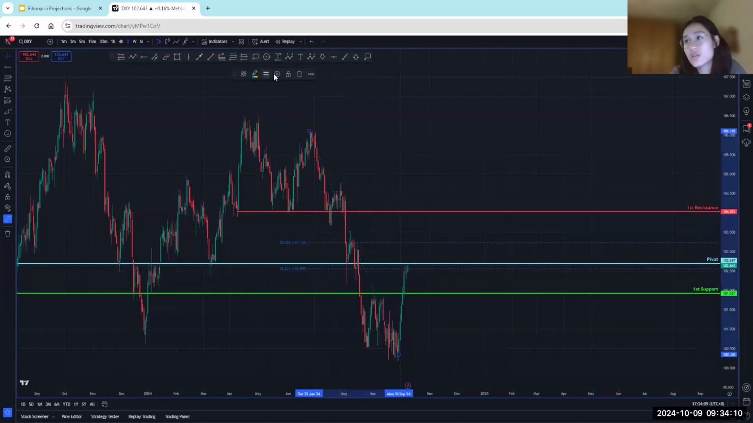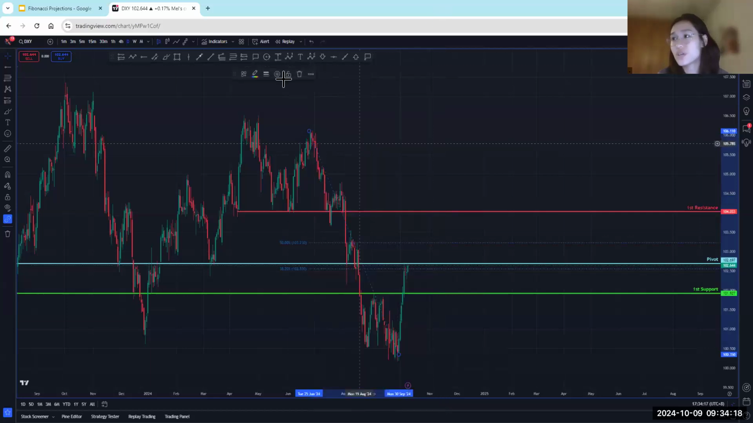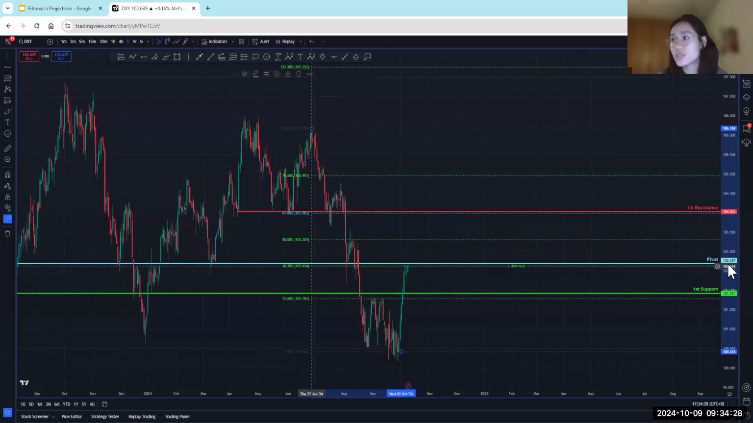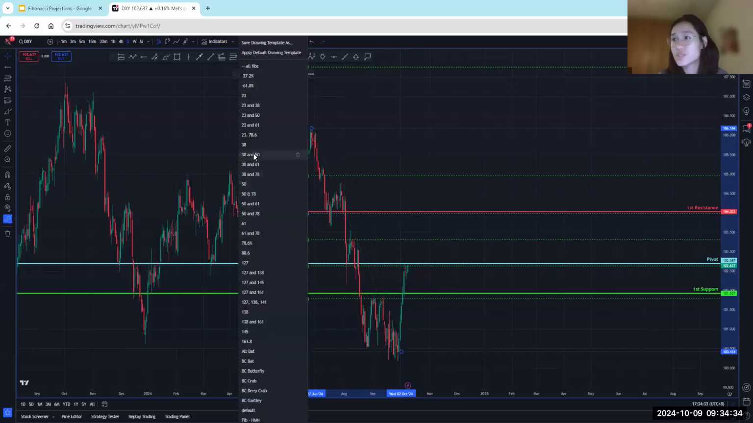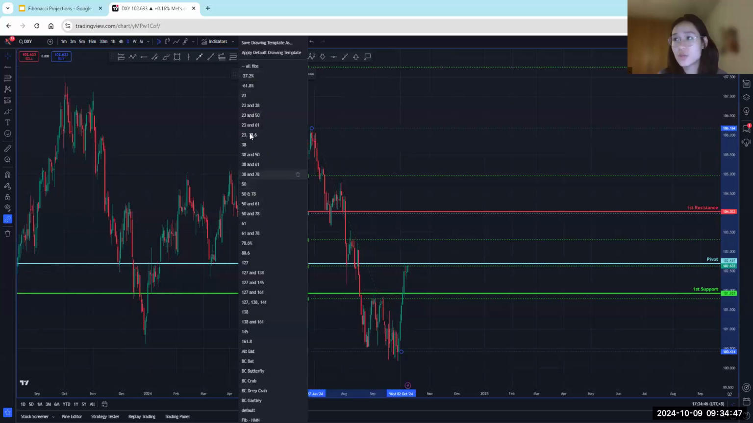If you click on it, you can go to the settings and you can highlight any of the levels that you're looking at. Normally for retracement, we'll just look at all of the levels. You can see our 61.8 lines up with our first resistance. Our 38.2 also lines up with our pivot. So I'll just keep the 61 and the 38. Even though this 23.6 does line up with our first support, we can't use it because price has already broken out of it here. So I'm just going to keep the 38 and the 61.